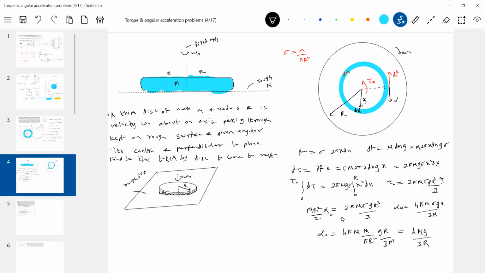How do we get the time taken? 0 equals omega naught minus alpha naught into t. Very important: in many other chapters, this idea of the torque due to friction we are going to take into consideration.